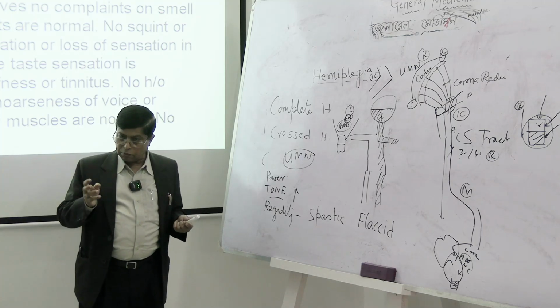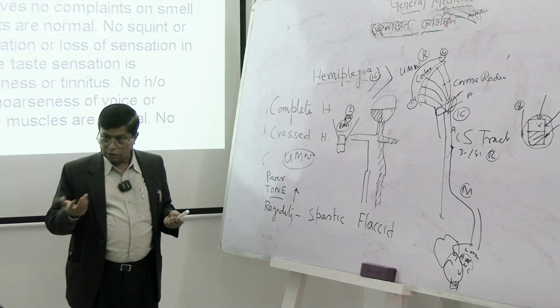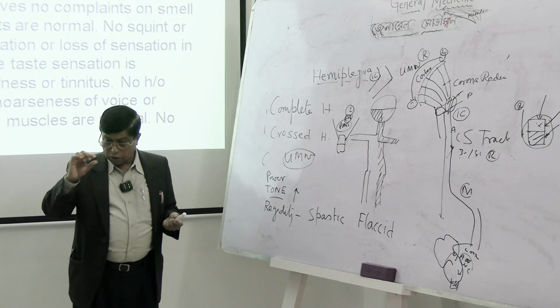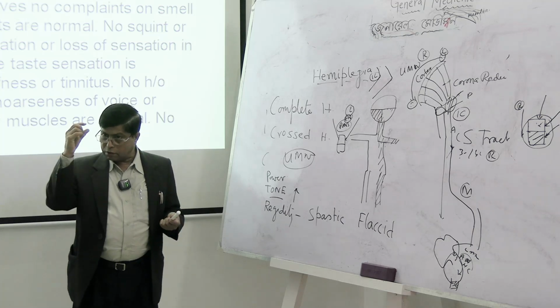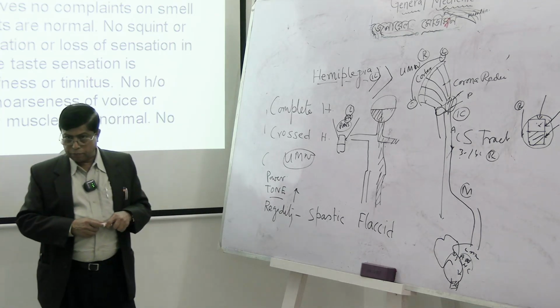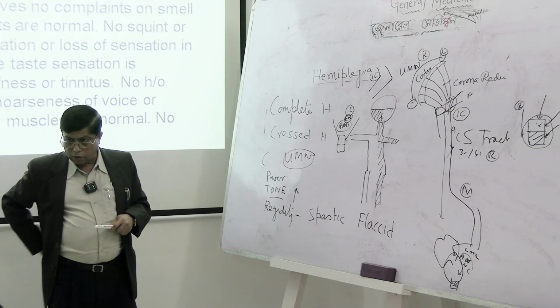So, these things happen also in case of transverse myelitis, and in any spinal cord lesions. One or two segments there is flaccid, below that there is spastic. So, if it is a paraplegia case, and the examiner asks whether it is spastic or flaccid, it is a spastic paralysis. This is a spinal cord lesion.